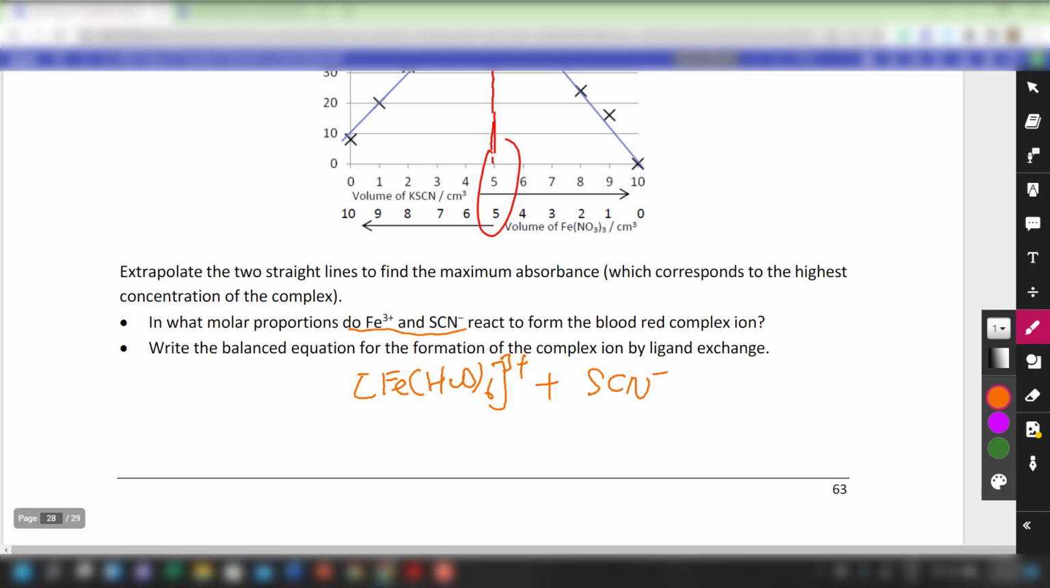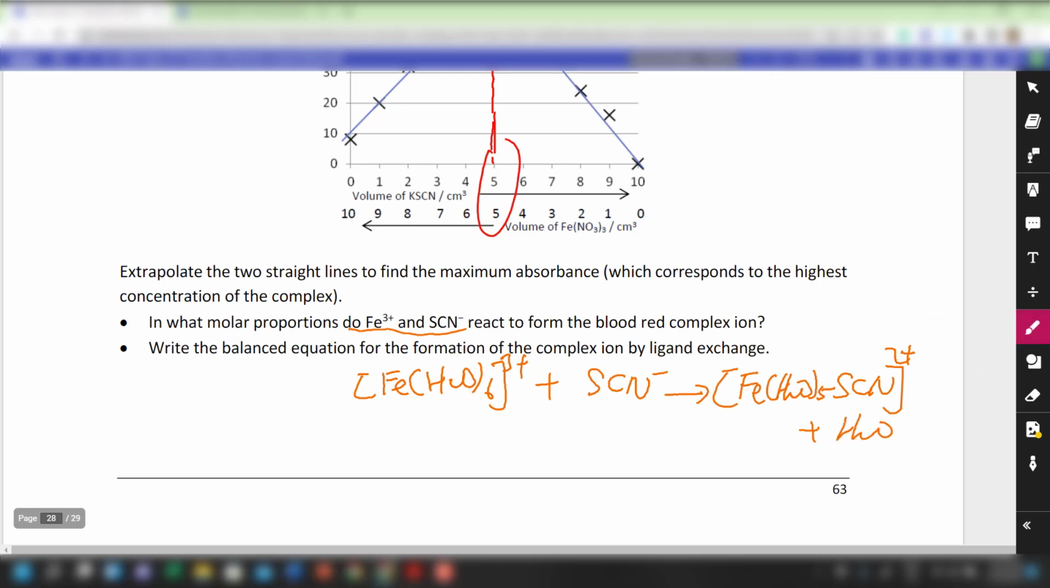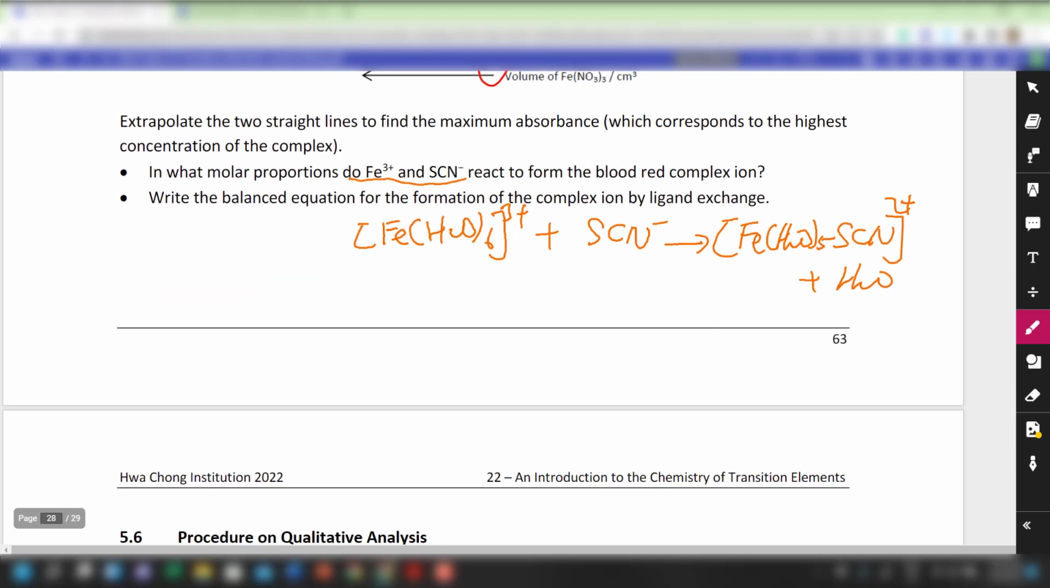Okay, and then I'm going to get Fe(H2O)5SCN, and because this is SCN minus, remember to reduce the charge by 1. So it's 2+ now, plus H2O. Okay, this is the expelled ligand.